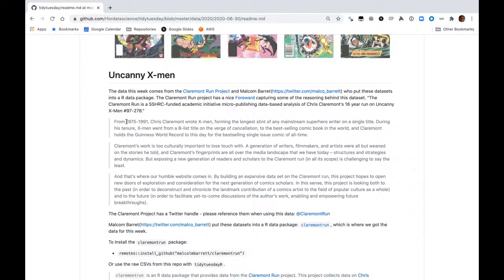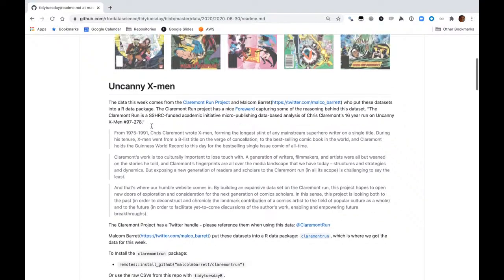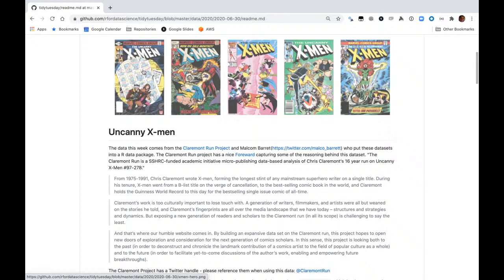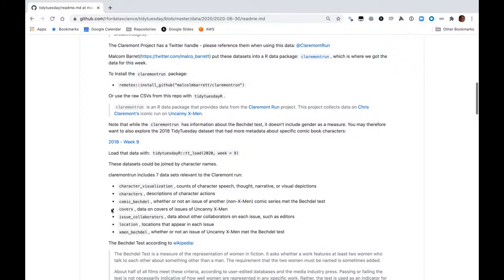It looks like we have a run of 16 years on Uncanny X-Men. I think I've read a few comics from this run. Is this Days of Future Past? Yes, I think this is Days of Future Past. There's a classic that was then turned into a movie with Kitty Pryde and Wolverine. My personal favorite X-Men run, I don't know about anyone else, is Astonishing X-Men by Joss Whedon from I think the early 2000s. That I really like as a sequence.